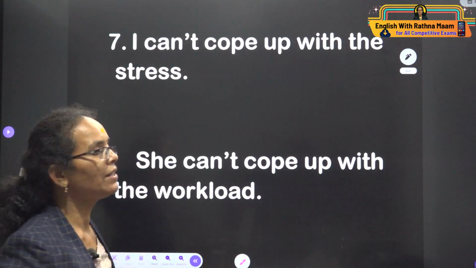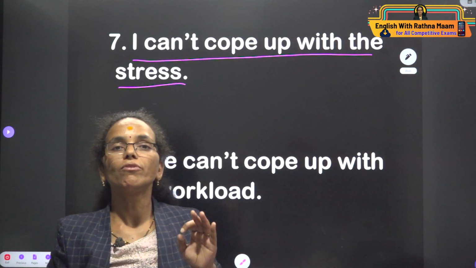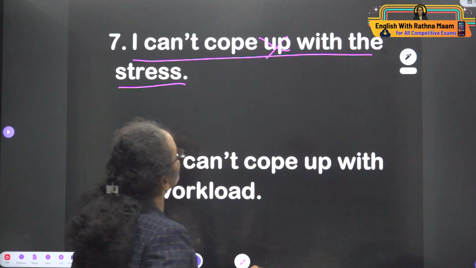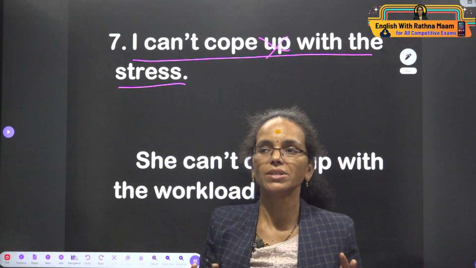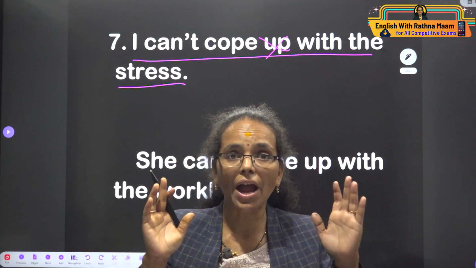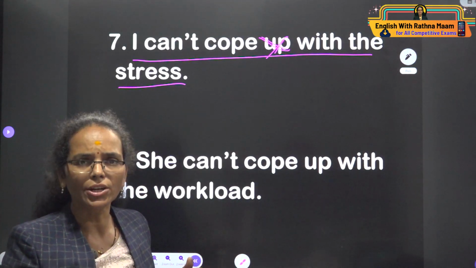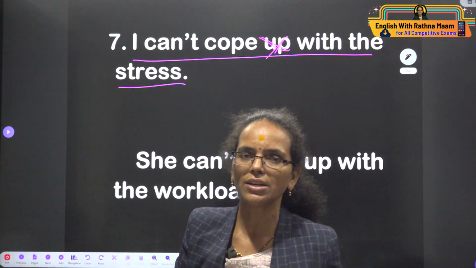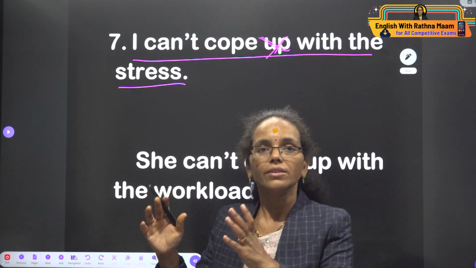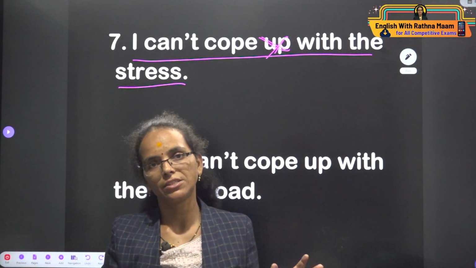Move on to the next one. I cannot cope up with the stress. Cope up with is the incorrect one. Cope with. I cannot cope with the stress means I cannot handle this stress. So up is not there. We tend to use cope up with, but that is not the correct one. We should say I cannot cope with the stress, meaning I cannot manage the stress.